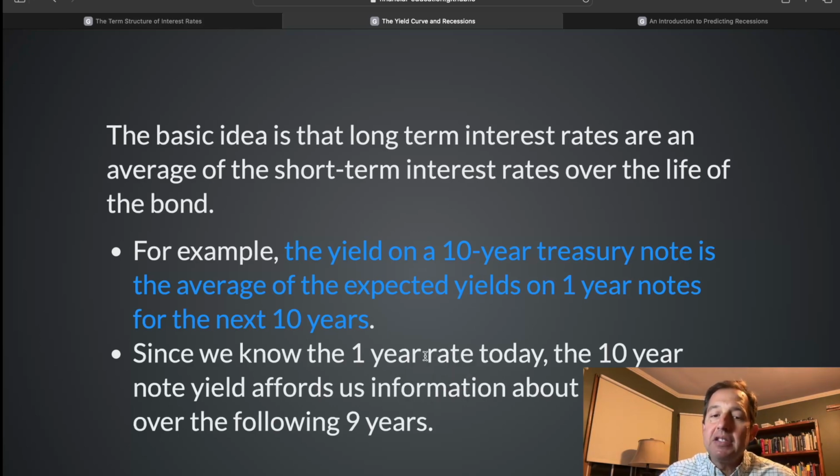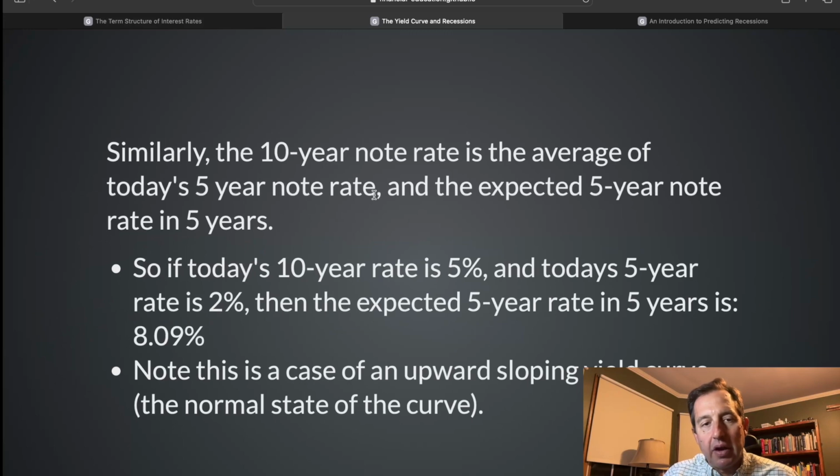Because we can see the 1-year rate today, we can look at what the 1-year rate is today and what the 10-year rate is, and that gives us an indication, the relationship, of what the market expects to happen over the remaining 9 years. It's a little more useful. We'll talk here in terms of the 10-year and the 5-year note rate.